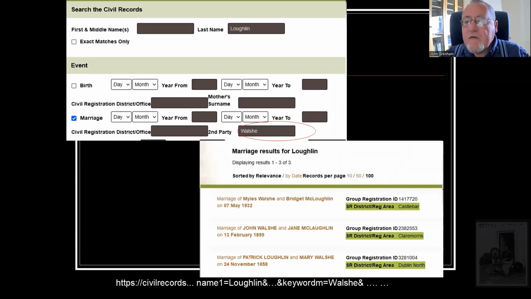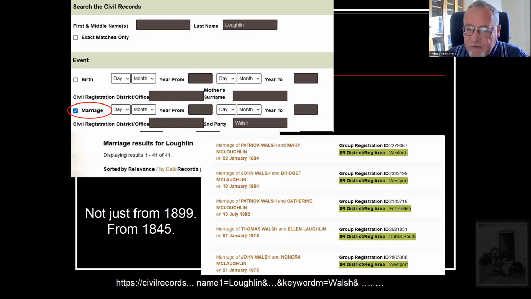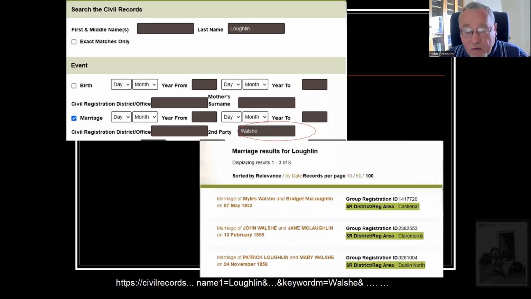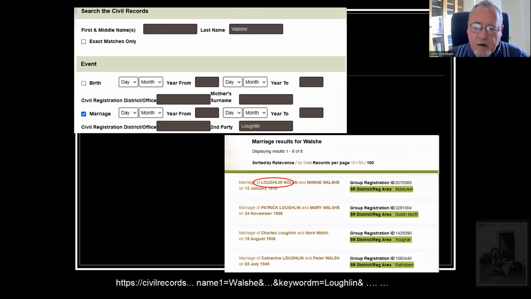So just to demonstrate that: Lachlan, and then Walsh with an E, you find only 3, whereas before there were 41. So it's not searching for variants in the second box, the mother's maiden name box. On the other hand, again, if you search for Walsh with an E in the main name and Lachlan in the second name, it will find only records with Lachlan, not MacLachlan, not O'Loughlin, but it will find all the variants of Walsh. And it will find all records where Lachlan is a forename.